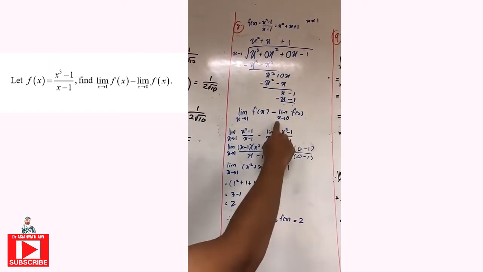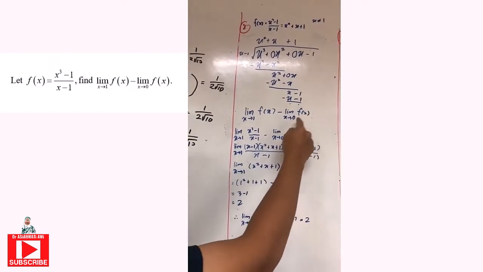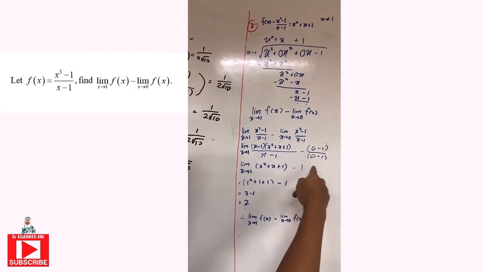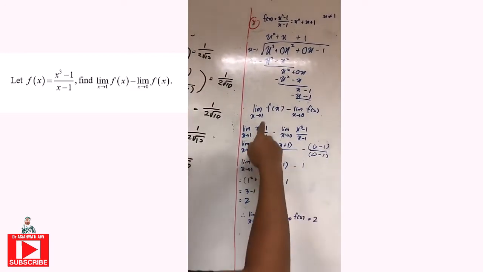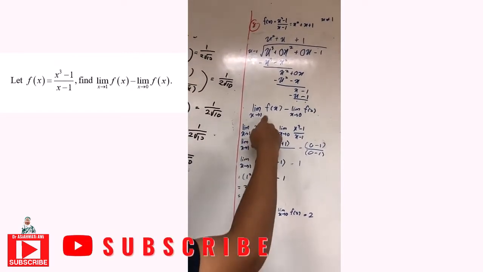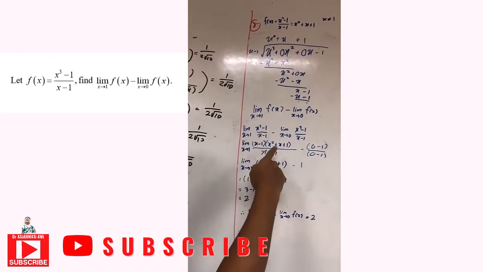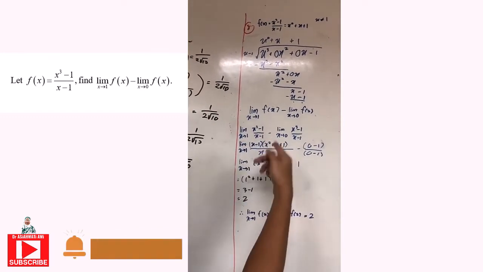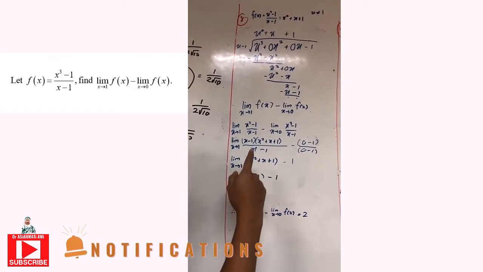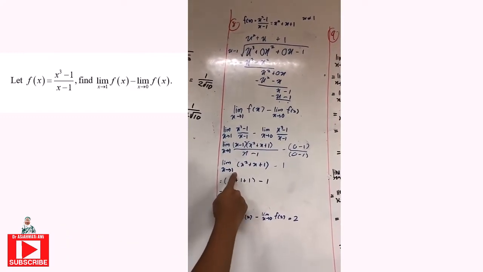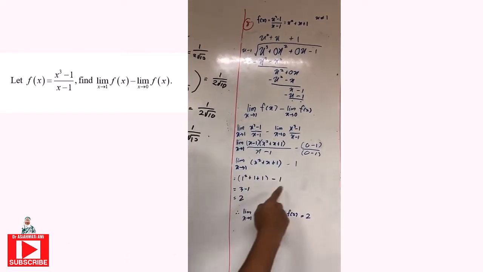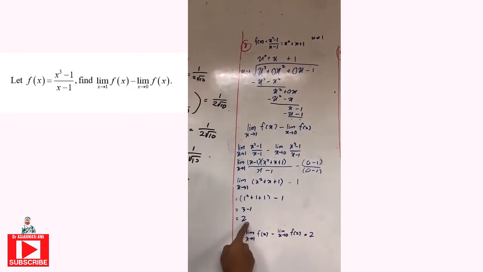So for limit x approaching 0, we can just substitute the value of 0 into the equation and we get 1. For the limit x approaching 1 f(x), if we substitute the value of 1, we get 0/0 lah. So we need to factorize and we get x squared plus x plus 1. So baru kita substitute value 1 ni, and if we substitute value 1, kita akan dapat 3. So kita tolak dengan 1 tadi ni, and kita akan dapat 2.